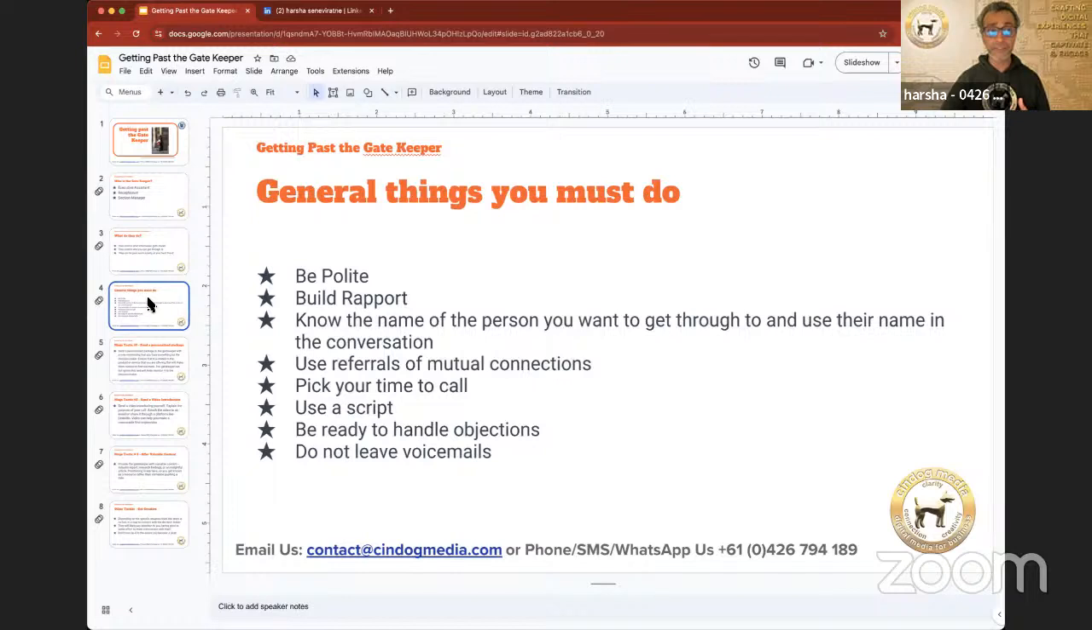So general things, this is kind of a given, right? You'll probably be able to get all this by looking it up on the internet. General things you must do, regardless, is to be polite.